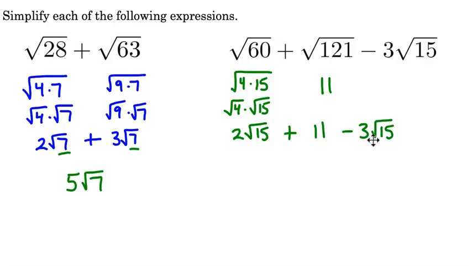So now that we've simplified, we can compare to find like terms. So we have 15 and 15 as the radicand in the first and the last term. So then we go and we subtract their coefficients. 2 minus 3, that would be negative square root of 15 plus 11. If you wrote negative 1 square root of 15 plus 11, great.